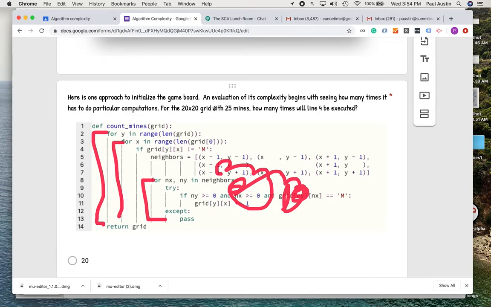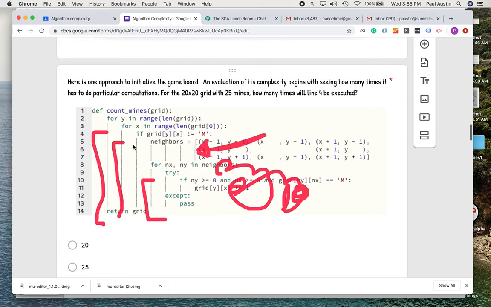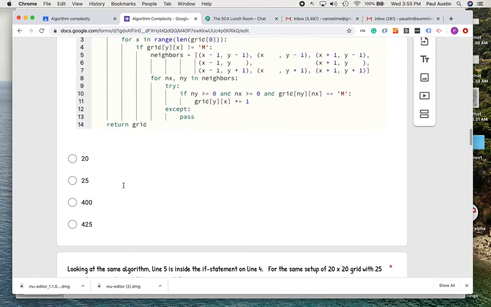For the 20 by 20 grid with 25 mines, how many times will line 4 be executed? So let's go look at that. Line 4, that's right here, where my little arrow is. Okay, that's the if clause. The question's not asking how many times the if is true, it's just asking how many times this if is going to be asked. And so we're in a 20 by 20 matrix. So 20 by 20 is 400. Oh, look, there it is. 400 would be the answer.